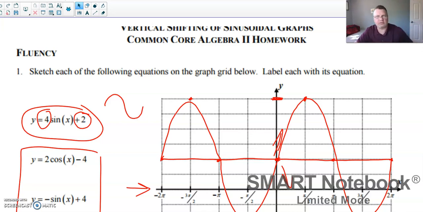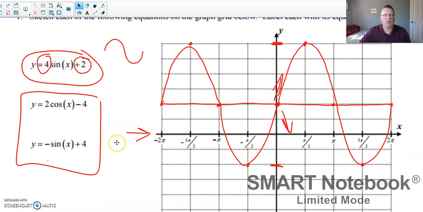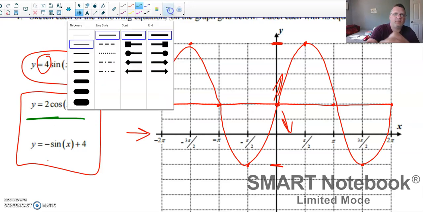All right, so here are your answers to these fluencies, 1 through 8 or 7, whatever it might have been. So I'll pick up with this cosine here.